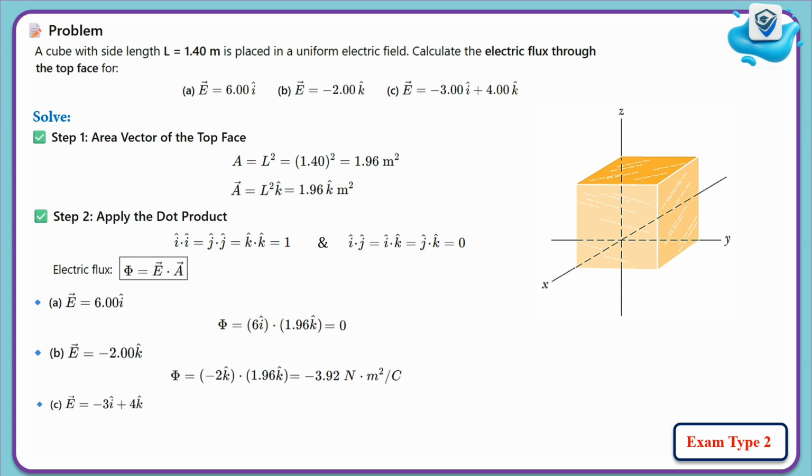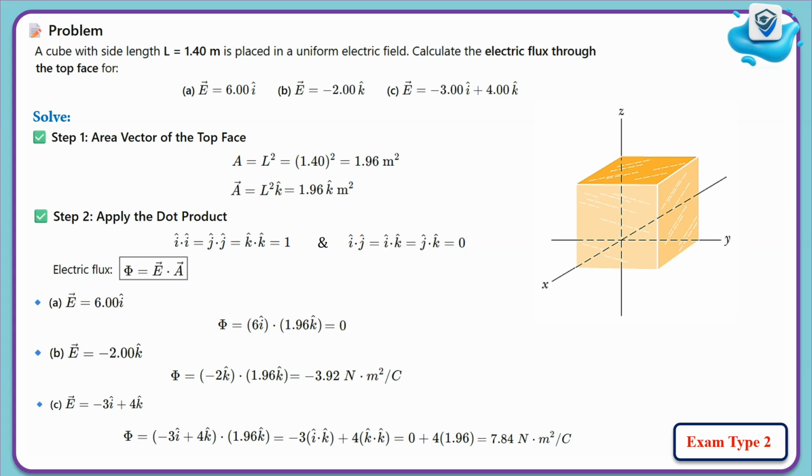Part C. Finally, the electric field is minus 3 i hat plus 4 k hat. The i hat component does not contribute because i dot k equals 0. Only the k hat component remains. The electric flux is 7.84 newton meter squared per coulomb.